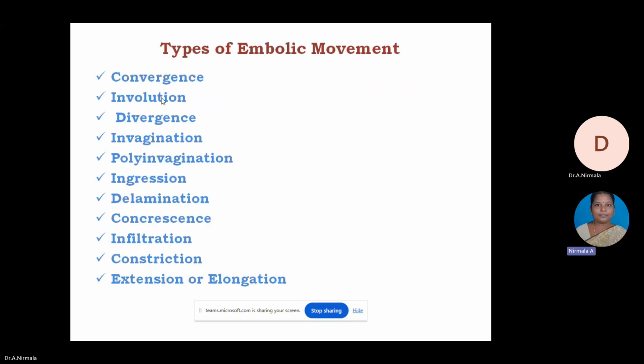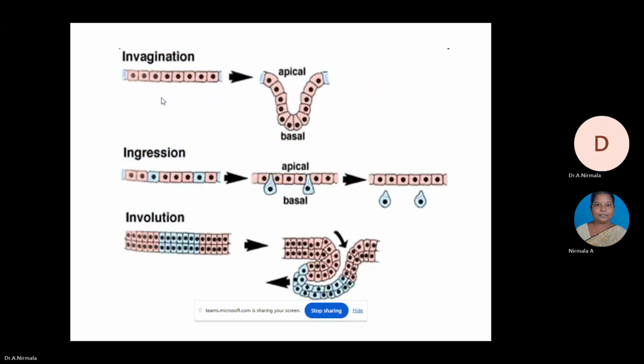Next one is the involution. During involution, the cells are rolling in. That is, the cells located on the blastoporal lip move over the lip and are brought to the inner side of the lip. Similarly, the cells of the blastoderm and primitive streak tend to turn into a long, primitive-like structure.